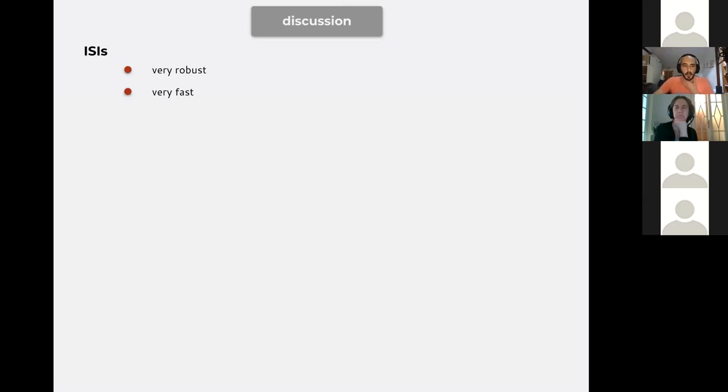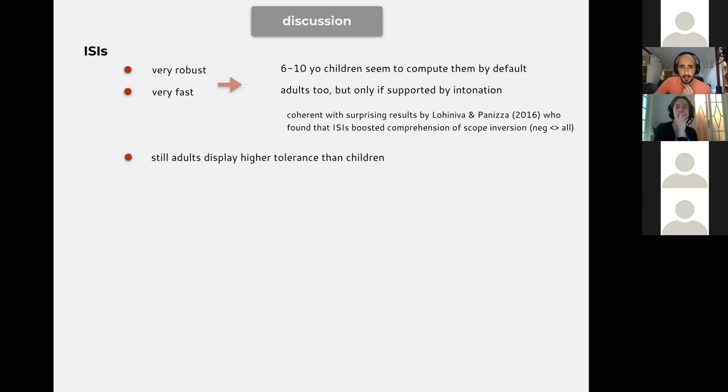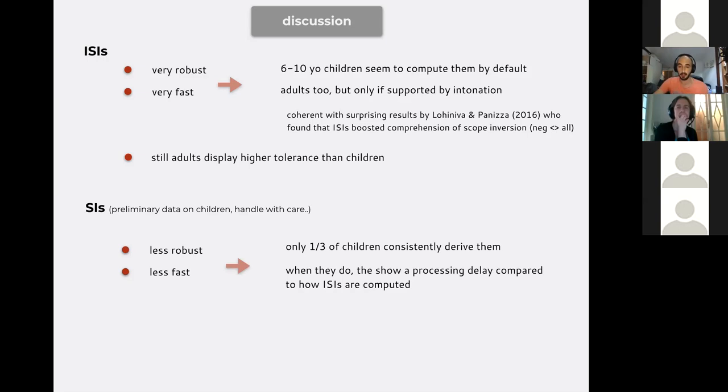So, to conclude, yes, we found that indirect scalar implicatures are very robust and very fast. And it seems that children compute them by default, and adults too, but only if they are supported by intonation. And then we found confirmation of the tolerance of children for scalar implicature, and also that typical scalar implicatures are much less robust and much less fast than indirect scalar implicatures. So we found that only a third of children consistently derive them in online processing. And when they do so, they show a processing delay compared to how indirect implicatures are computed.